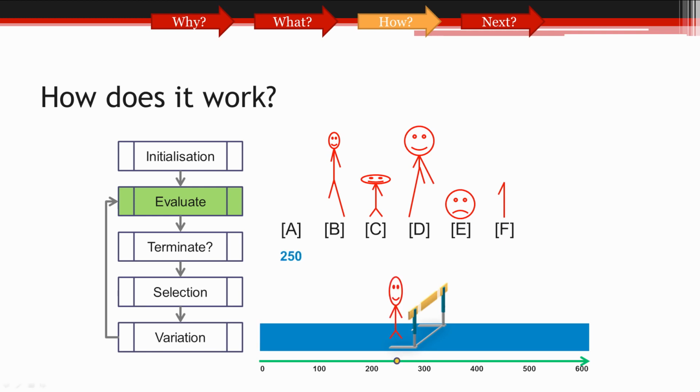Here we can see that solution A only made it up to the hurdle, because it doesn't have long enough legs to make the jump. Solution A received a fitness score of 250, which it seems happy with. Now it's solution B's turn. It appears that solution B has made it past the hurdle and achieved a fitness score of 350.